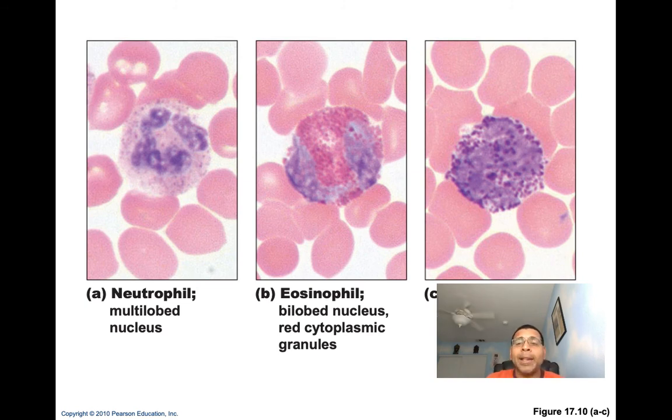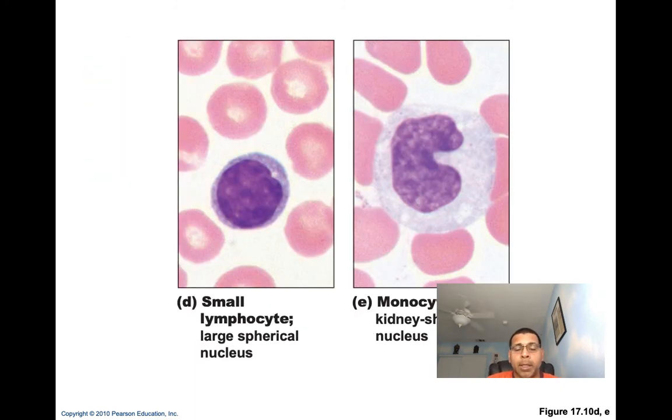So from our granulocytes now we can move over to our agranulocytes. Agranulocytes are white blood cells that lack visible cytoplasmic granules. The nuclei here are typically spherical or kidney-shaped.